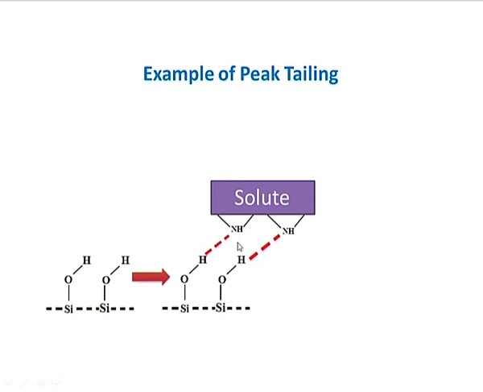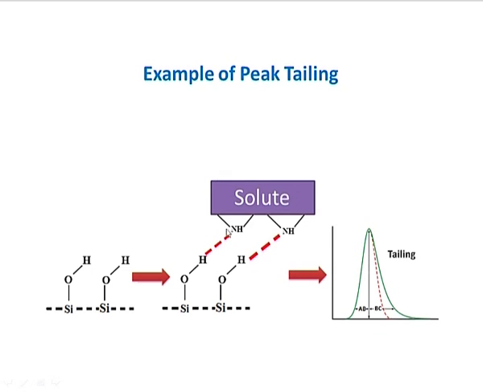So, this amine, along with undergoing hydrophobic interactions with the C18 phase, would also indulge in hydrogen bonding with the remaining 50% of these OH sites, which means that once it is retained, it will be very difficult for this solute particle to get eluted. It will rather stick to this column, and hence you would observe this phenomenon of tailing.